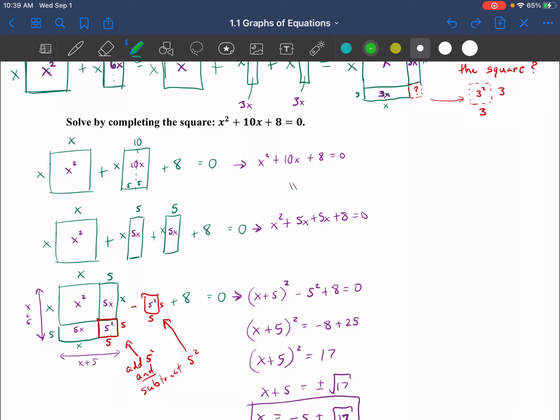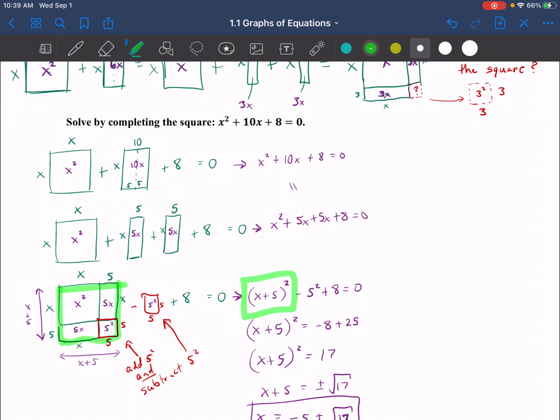So what I did over here is I did the same thing, but I did it with x squared plus 10x plus 8. There it is in an equation. Here I made it x squared plus 5x plus 5x. So 5x, 5x, 5x, 5x, like that. Then I went to the next line where I looked at this and I said, hey, this is an x plus 5 by x plus 5 square. So that's x plus 5 squared. That's this square right there.